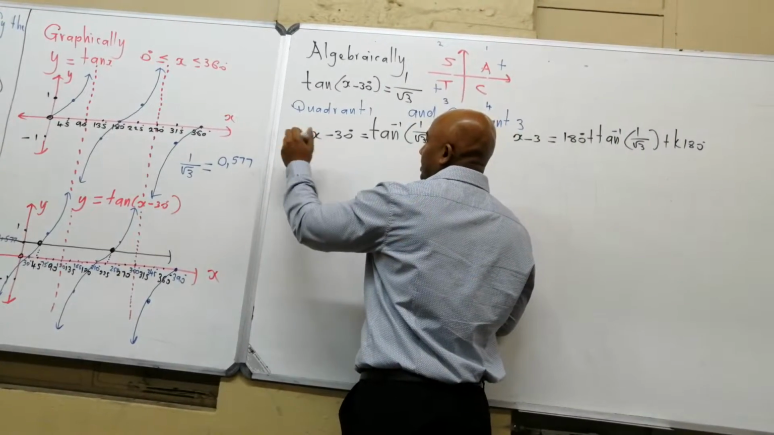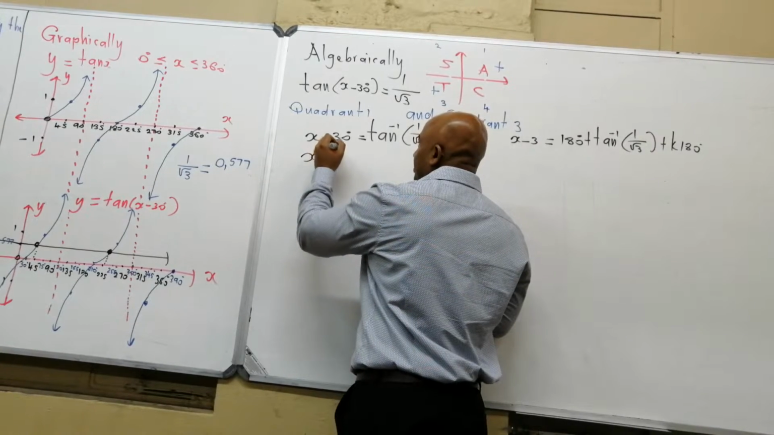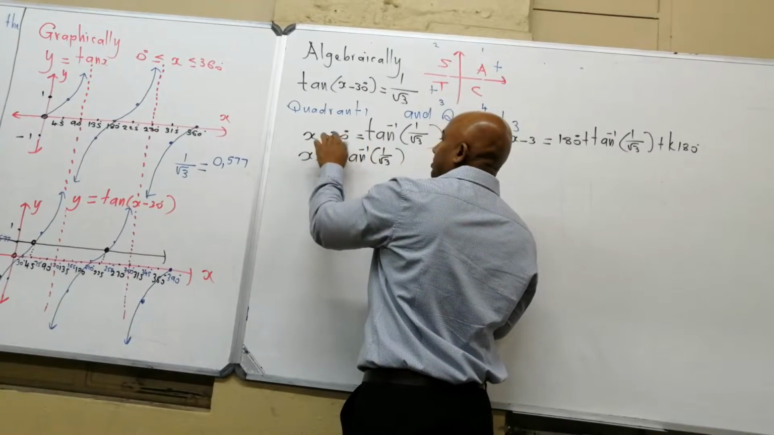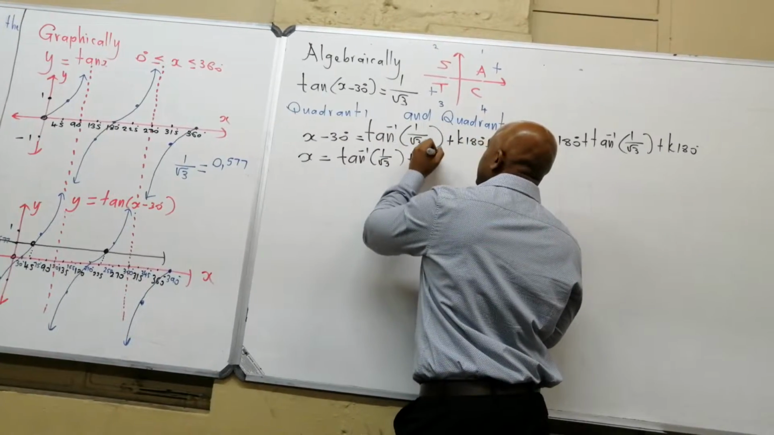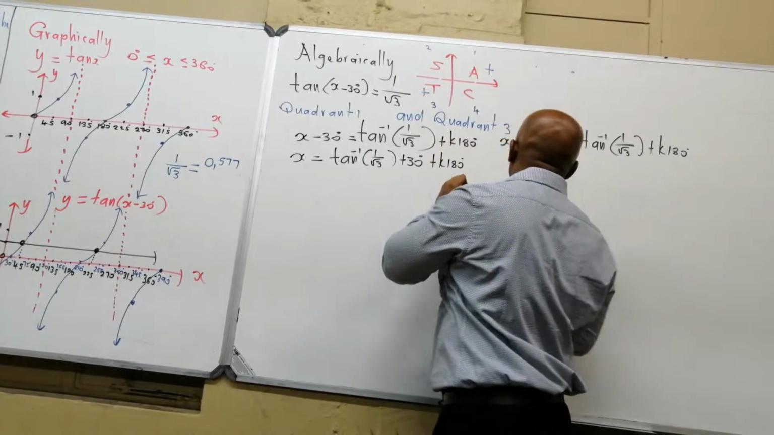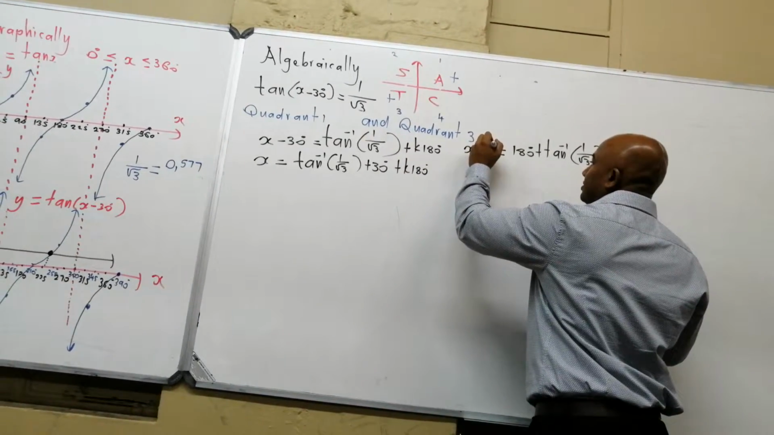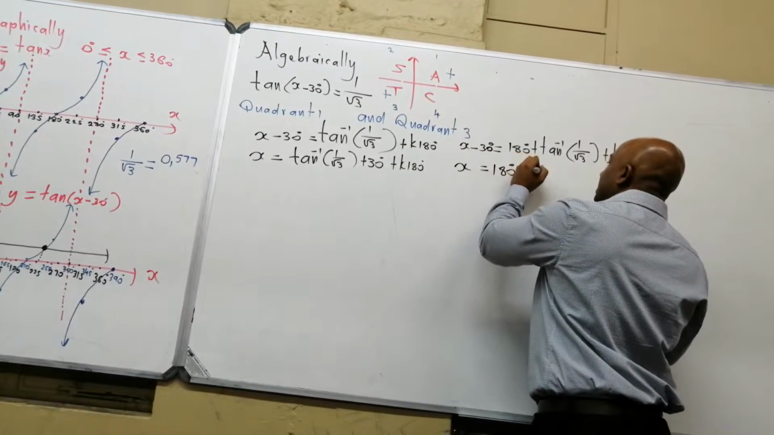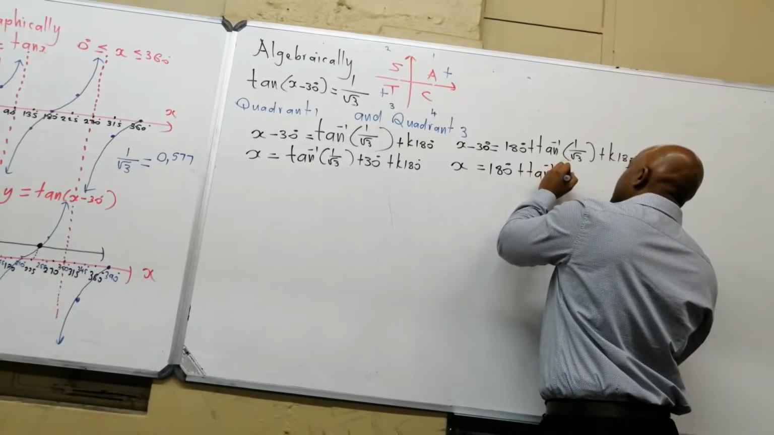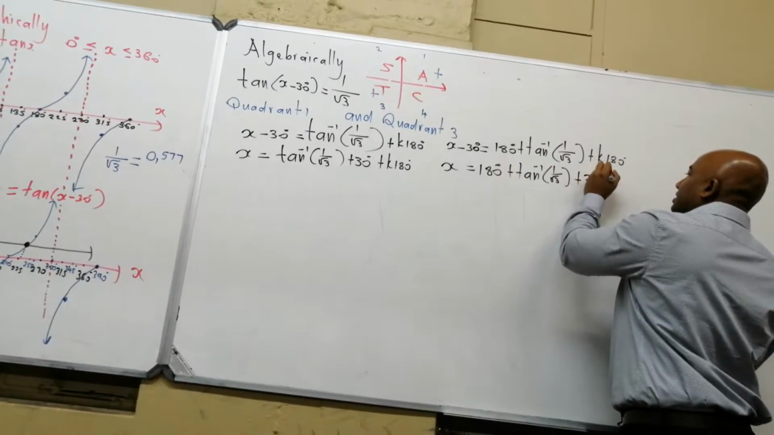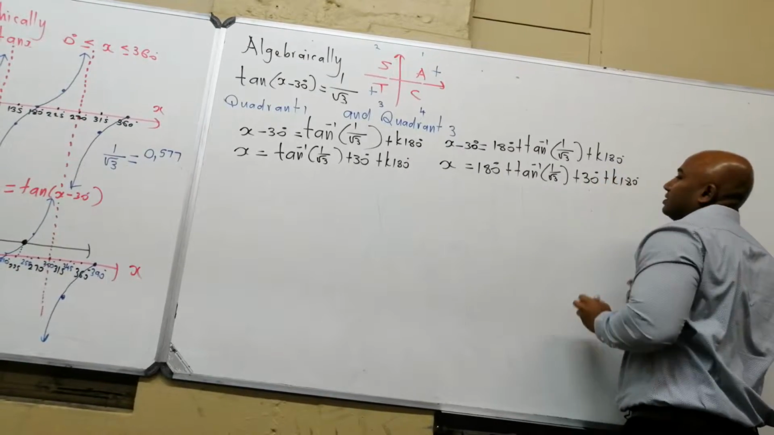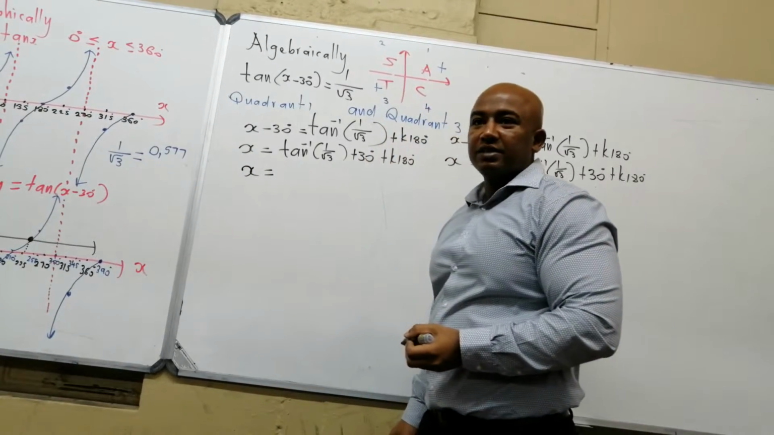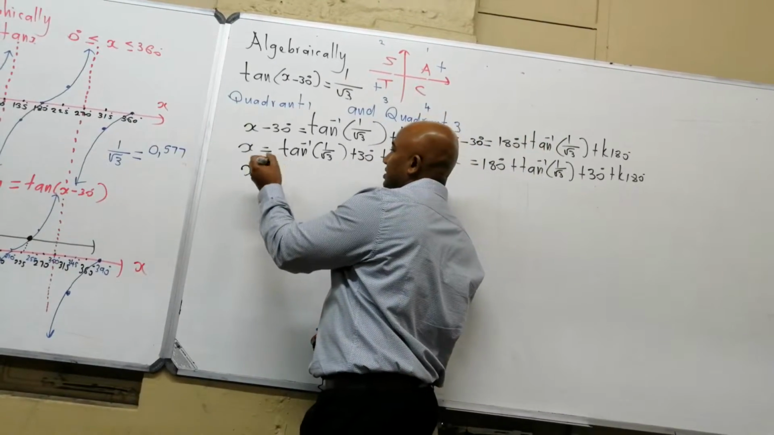So now, what do we have here? We got x is equal to inverse tan of 1 over root 3 plus 30 degrees plus k 180 degrees here. Here x is equal to 180 plus inverse tan 1 over root 3 plus 30 degrees plus k 180 degrees. So what do we get here? Inverse tan 1 over root 3? 30 degrees.